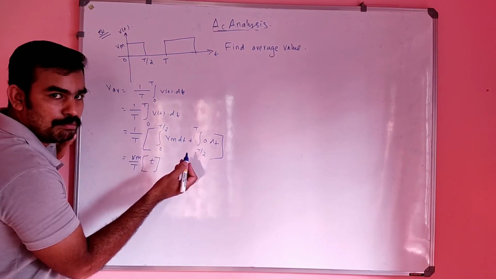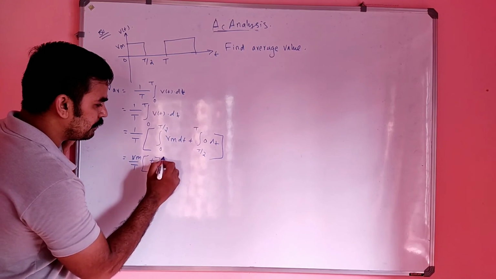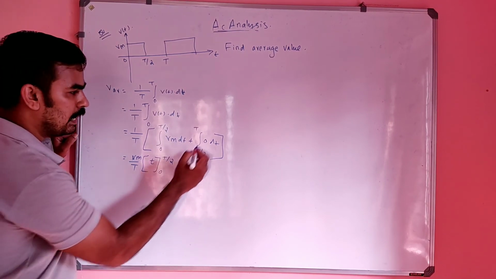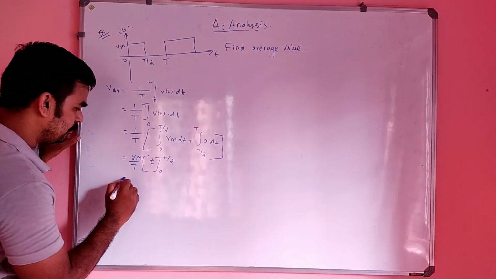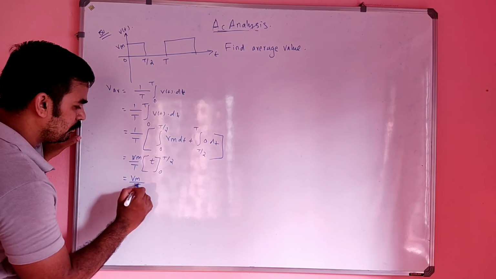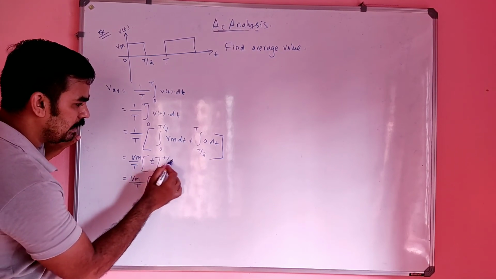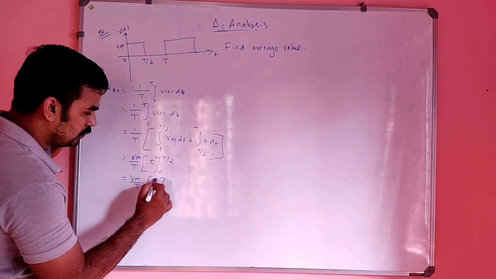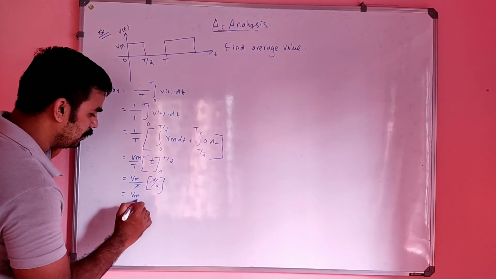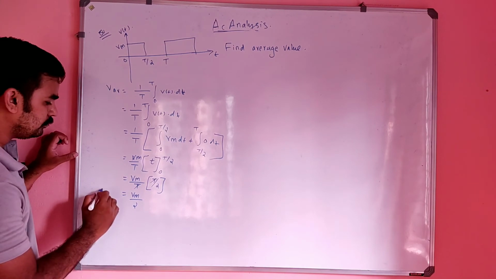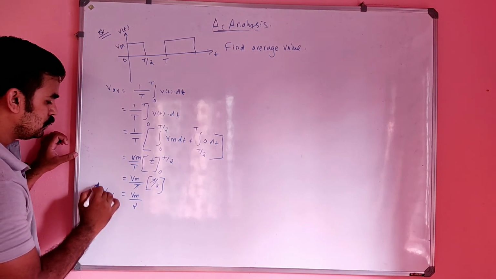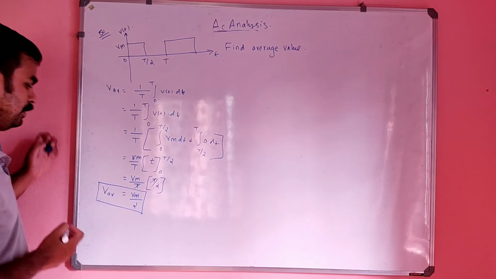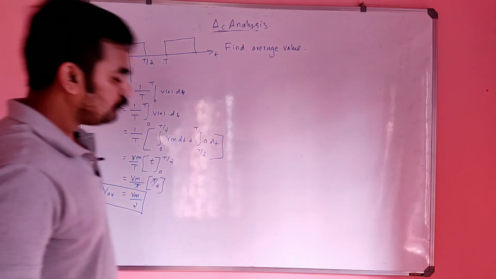Integral dt is simply t, and integrating from 0 to t by 2, the integral is Vm by t, and instead of t you can apply t by 2. So t by 2, t and t get cancelled, it's simply Vm by 2. So V average equals simply Vm by 2. This is the concept.